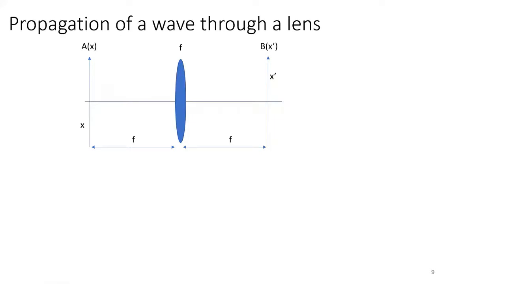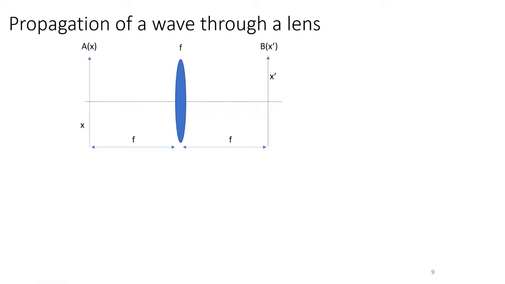You typically don't propagate light just through free space. The second most common element you'll find in an optical path is a lens. To simulate the propagation of a wave through a lens, we typically simulate not just propagation through the lens, but propagation through what is an FF system: a portion of space of size F, a focal length F, and another portion of space of size F. Here we define the input complex field as the two-dimensional complex field A of X, and the output as the two-dimensional complex field B of X prime at a distance F from each side of the lens.